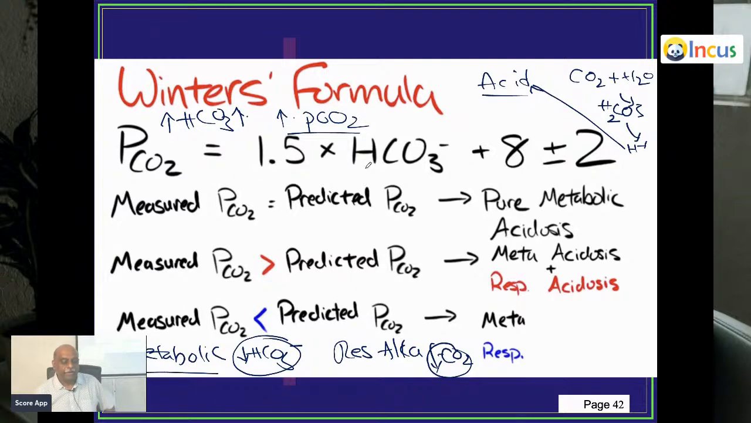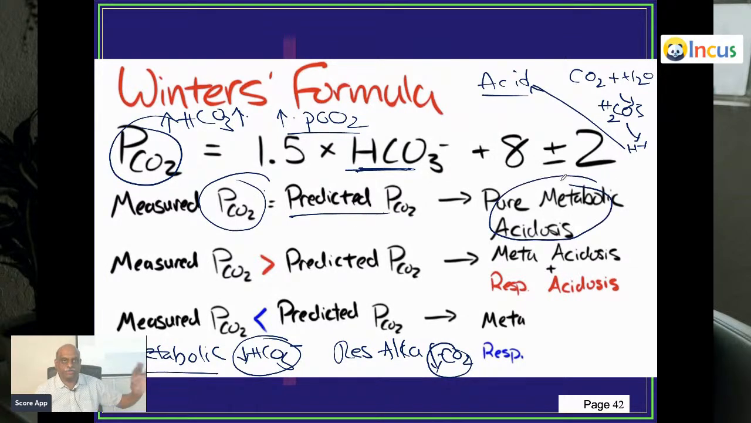Now, for every given bicarb value, there is some expected PCO2. If the measured PCO2 is equal to the predicted PCO2, that means it is a pure metabolic acidosis. But if the measured PCO2 is more than the predicted PCO2, there is something else adding acid in addition to metabolic acidosis. And what is adding that acid?